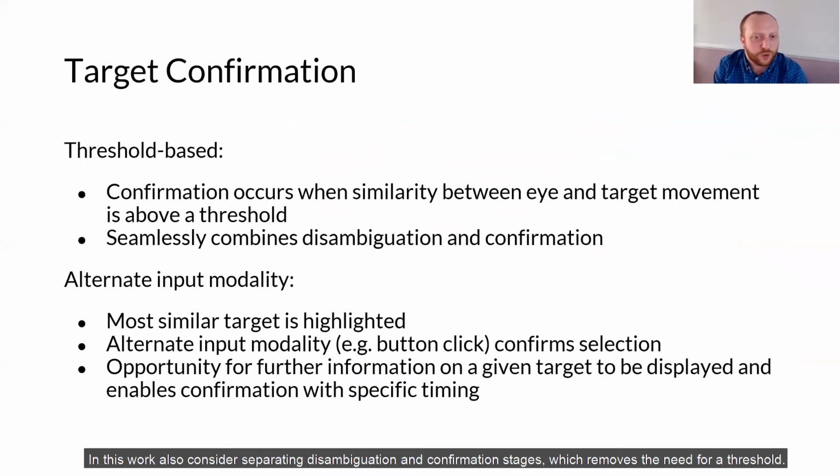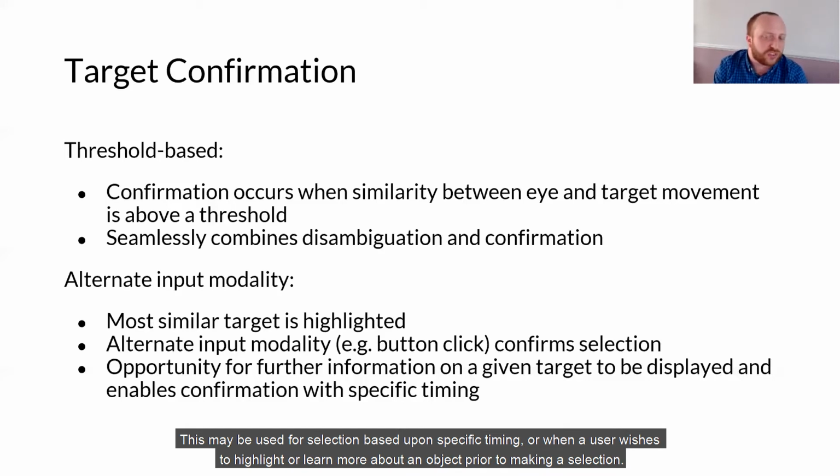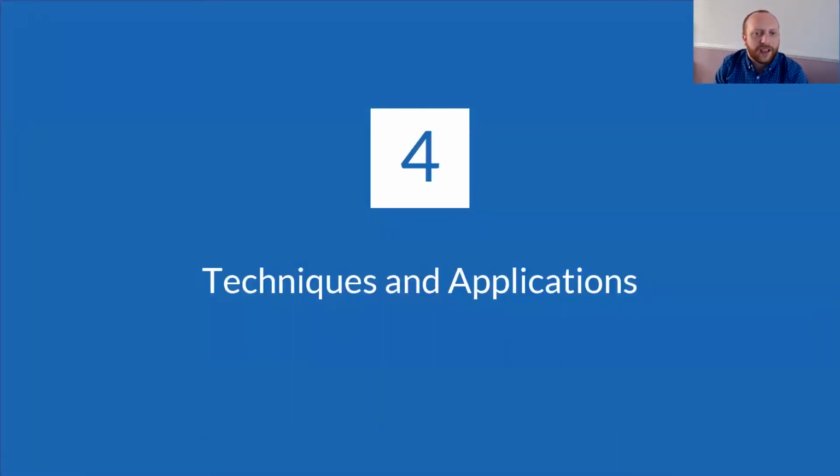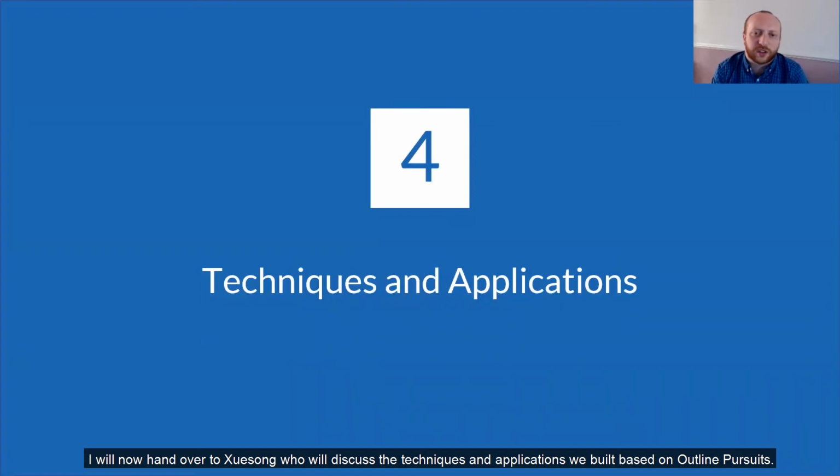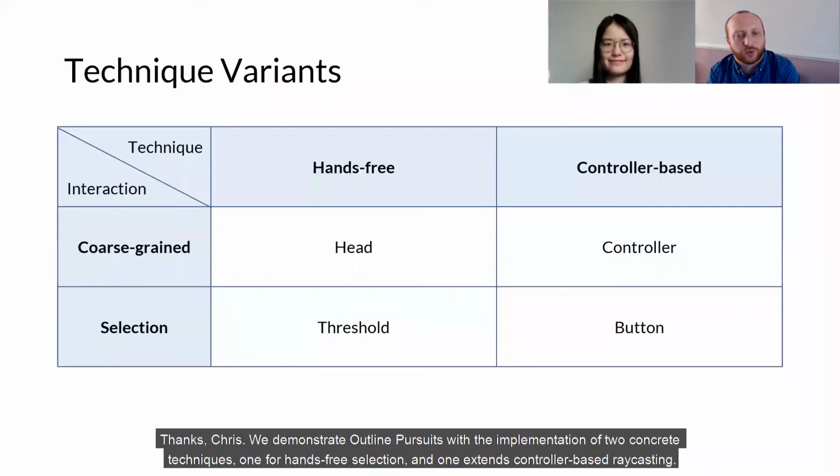In this work, we also consider separating disambiguation and confirmation stages, which removes the need for a threshold. This may be used for selection based upon specific timing, or when a user wishes to highlight or learn more about an object prior to making a selection. I will now hand over to Shui Sung, who will discuss the techniques and applications we built based on OutlinePursuits.